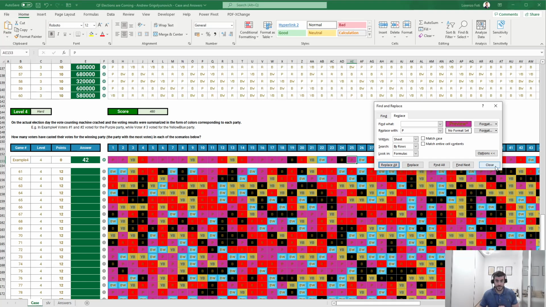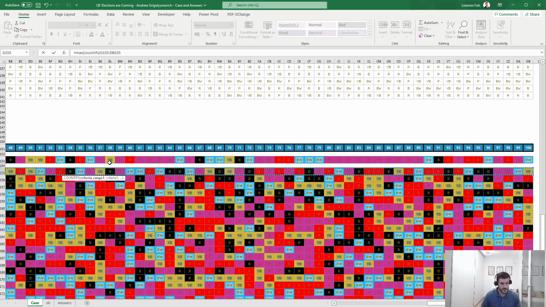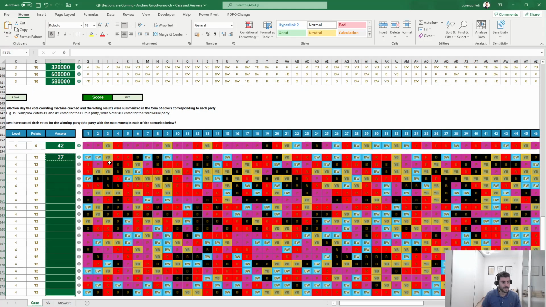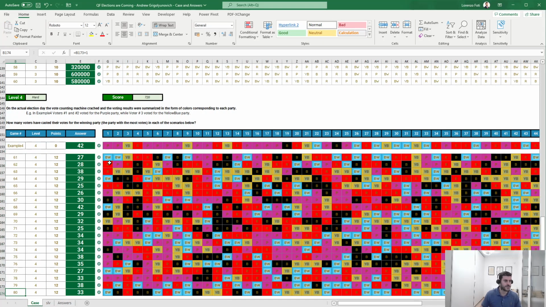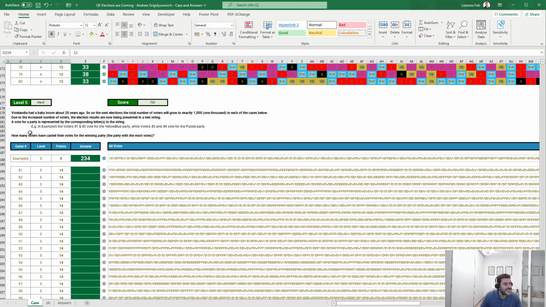Because this can also be said as the max of COUNTIFS of this against codes. That's it. So I can do myself the one set solution sometimes.